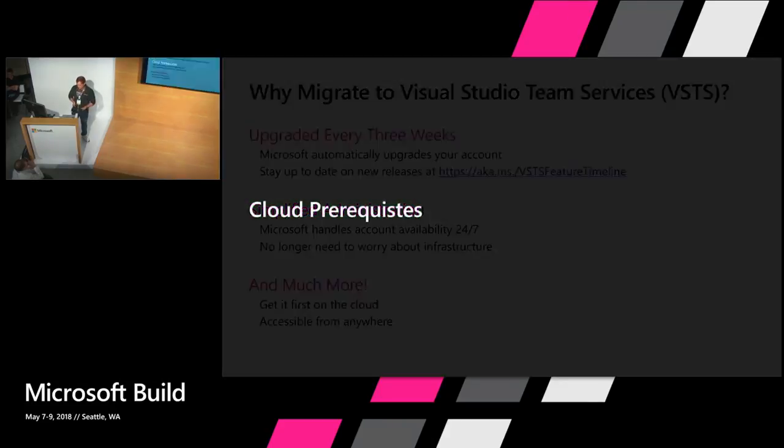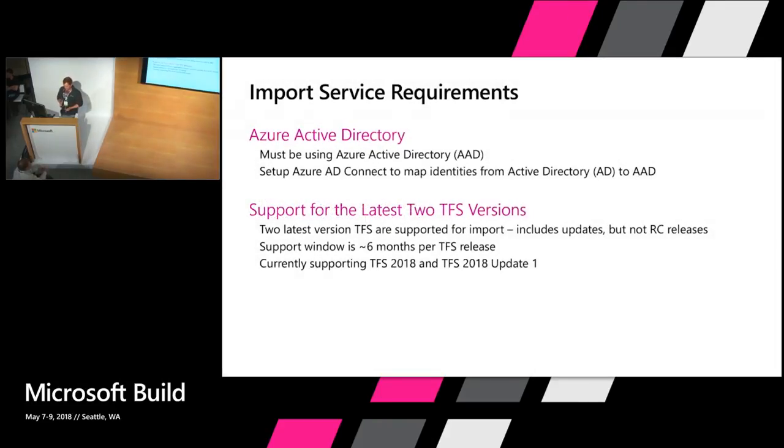So moving to VSTS gets you features now, it gets you Microsoft handling the uptime, and it's going to save you money. As far as the prerequisites go for the import service, we require 2. Number 1, you need to be using Azure Active Directory, AAD. We'll talk more about that later when we look at migrating identities. Number 2, you need to be on one of the 2 most recently released versions of TFS. Right now, that's TFS 2018 and TFS 2018 Update 1. I'll put an asterisk on 2018. We just released TFS 2018 Update 2, and TFS 2018 will go away in about 2 to 3 weeks. So you need to do one more upgrade to get onto that latest version in order to complete the migration.